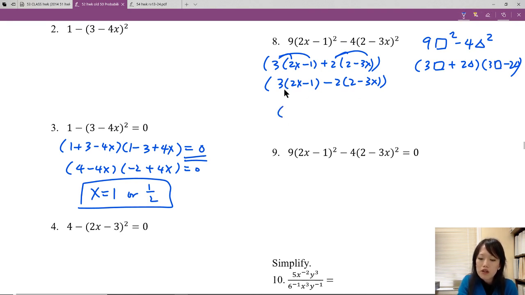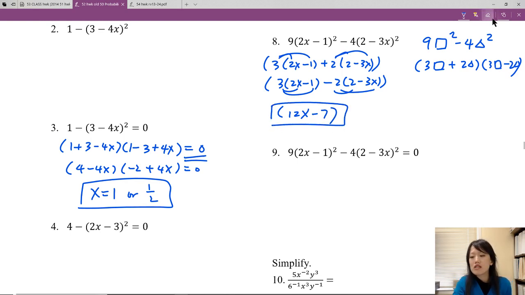The next binomial here, 6x plus 6x, that's 12x. Negative 3 minus 4 is negative 7. So it's just 12x minus 7. You don't even need the parentheses technically, right? This is already factored. Done. Okay, how about the next one? The next one asks you to solve. So in the solving question, you're just saying basically factor, and you have to set equal to 0. So it's going to be x equals 7/12 is what you'll get there.